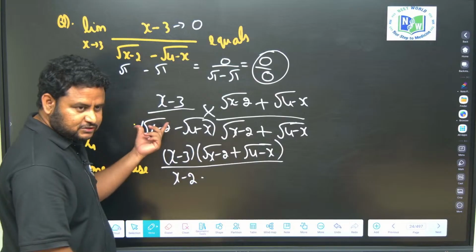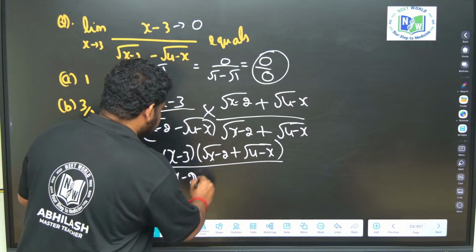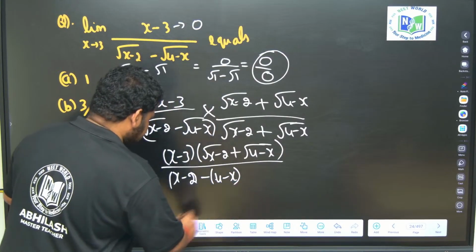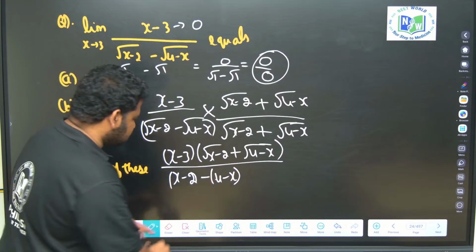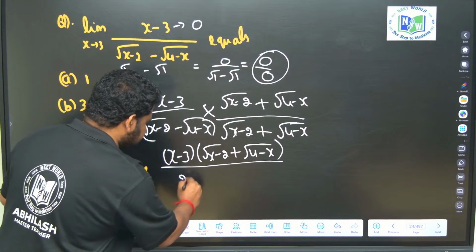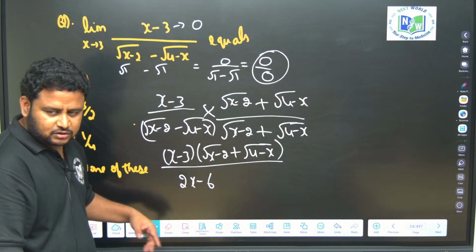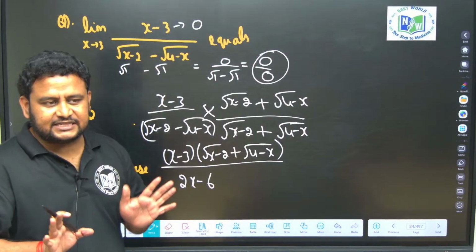So if I square, the square roots will cancel, so that will become x minus 2 minus 4 minus x. So I can write this as x minus 2 minus 4 plus x. So this actually will give me, focus here, 2x minus 6. So whenever I get a function like this, think whether I can take anything common.